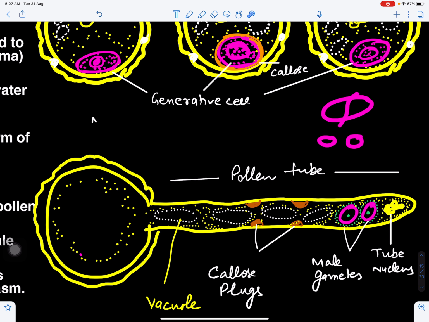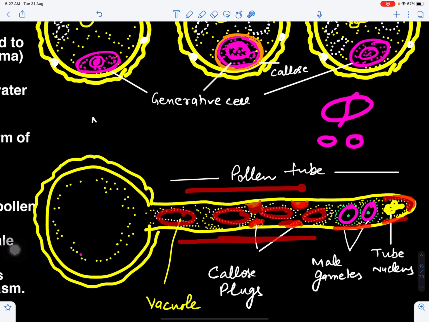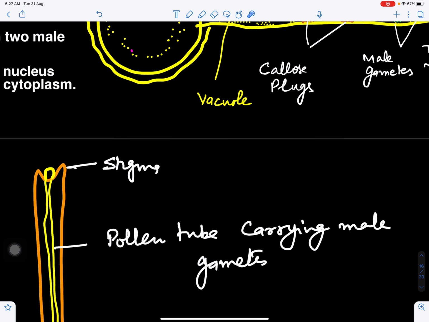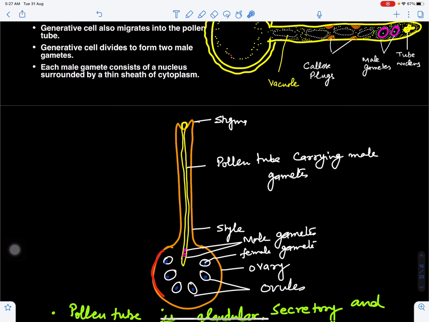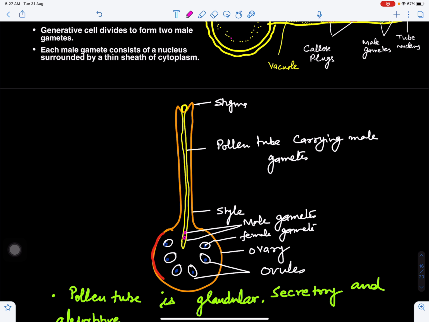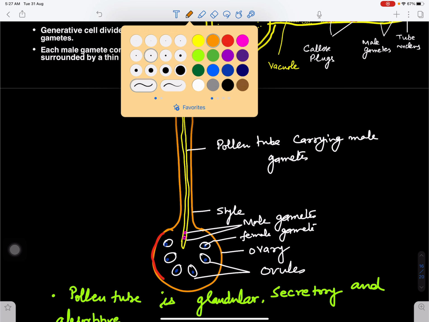How this pollen tube is being produced, we'll discuss in the next slide. Now these are two male gametes, then this is the tube nucleus. This area is rich in cytoplasm, and this area is plugged with the help of callose formation, and this will become non-functional. And this is the vacuolated part of the pollen tube, and this area will become empty. What happens actually, we'll discuss now, just to explain to you.